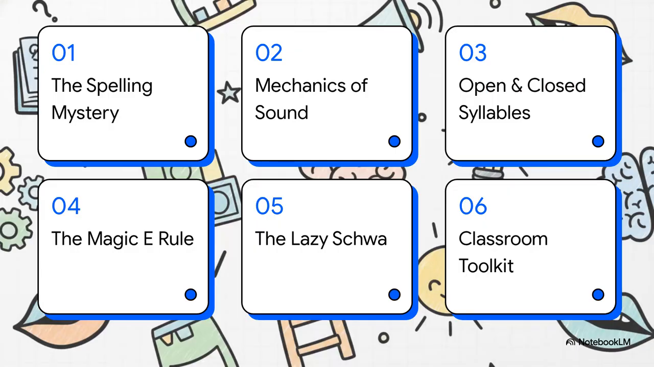So here is our syllabus for today's explainer. We'll be covering the English spelling mystery, the mechanics of sound, open and closed syllables, the magic E rule, and the lazy schwa. And finally, I'll wrap up by giving you a concrete classroom teaching toolkit to empower your students. I know it sounds like a lot, but trust me, we've got this.